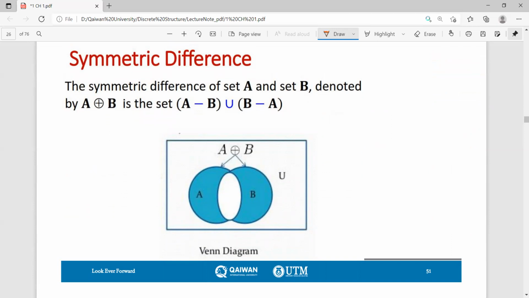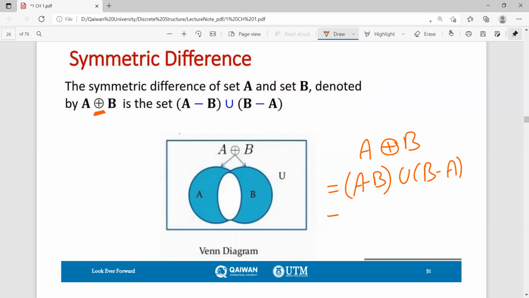Now you have symmetric difference. Symmetric difference is denoted by this symbol, a plus in a circle. This symbol is called symmetric difference. It means A difference B union B difference A. If you have A symmetric difference B, it equals A difference B union B difference A.